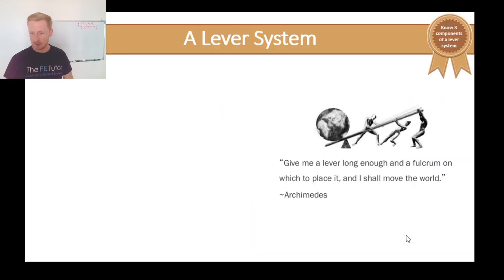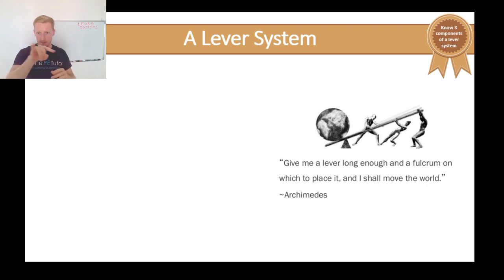There we go. So that's quite a nice quote that I like to start levers with. Archimedes being an old school scientist, mathematician: give me a lever long enough and a fulcrum on which to place it, and I shall move the world. Postulating that anything is movable, any amount of force can be generated with the correct lever system.